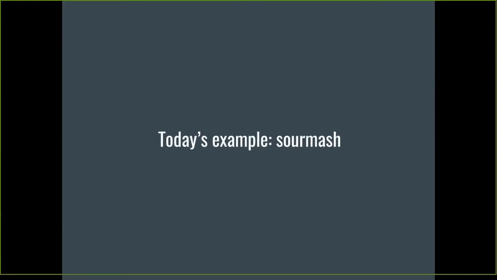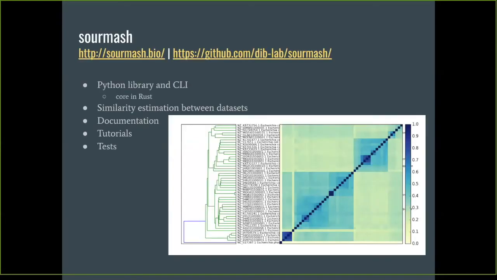So to discuss these strategies, I'm going to be using a piece of software called SourMesh. SourMesh is a tool for estimating how similar data sets are. And data sets in biology, what we are working with, are usually genomes of a specific organism. SourMesh also includes a lot of related functionality for working with this similarity estimation.